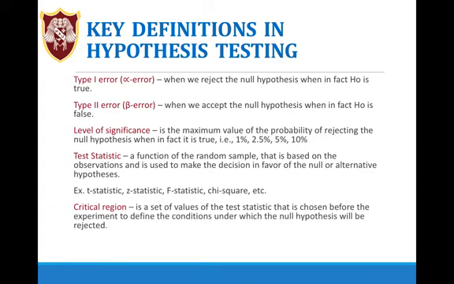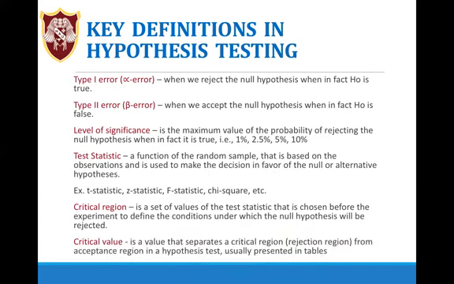The critical region is a set of values of the test statistic that is chosen before the experiment to define the conditions under which the null hypothesis will be rejected. In statistics, we make decisions based on how far a test statistic deviates from a standard or tabular statistic, which is also called the critical value. It is a value that separates a critical region, or the rejection region, from the acceptance region in a hypothesis test, usually presented in distribution tables.